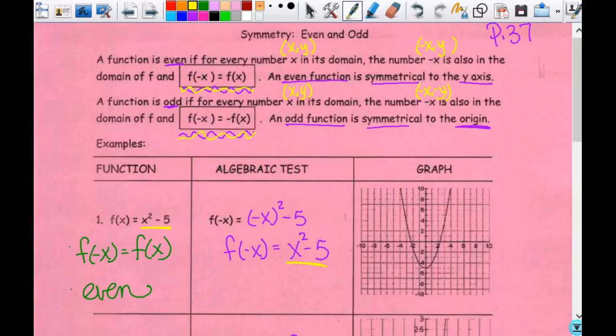Awesome. All right, so you're going to have to fold that in half to glue it in on page 37. And then on the outside of it, maybe write even and odd so you know what's in there.